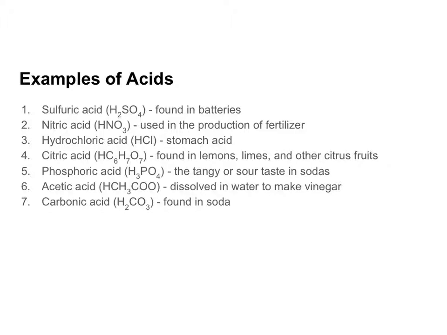If you've ever had the sickness and the next day you woke up and your stomach and your esophagus was burning, it's because you threw up stomach acid and it ate a layer of your esophageal cells off of your esophagus, and that's what you're feeling. Citric acid is found in lemons, limes, and other citrus fruits. Phosphoric acid is the tangy or sour taste in most sodas. Acetic acid is dissolved in water to make common vinegar, and carbonic acid is usually what we use to carbonate sodas, but it's also found in sodas as well. So those are some examples.